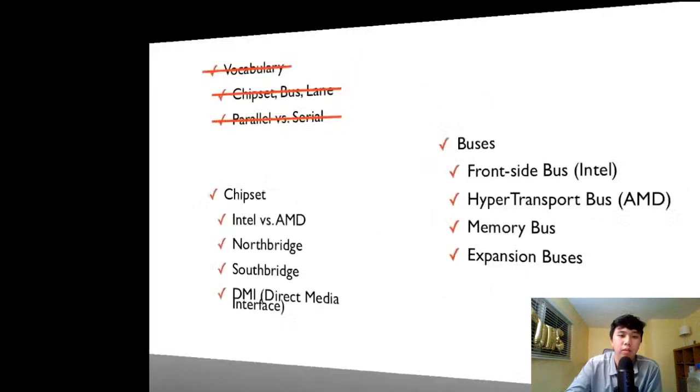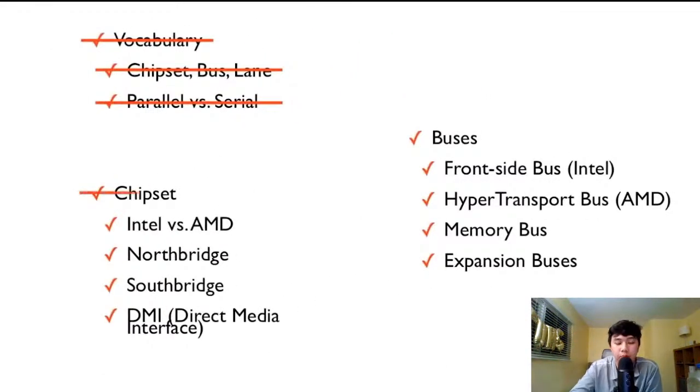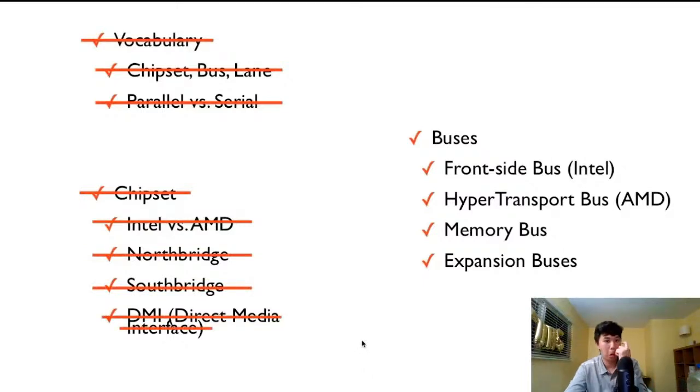So now we've talked about the chipset. We've talked about Intel versus AMD, our two main competitors and manufacturers. The North Bridge, again, responsible for RAM, communication, and high graphics. And the South Bridge, which is everything else. And the DMI, direct media interface, which connects the two together. So let's get into buses.